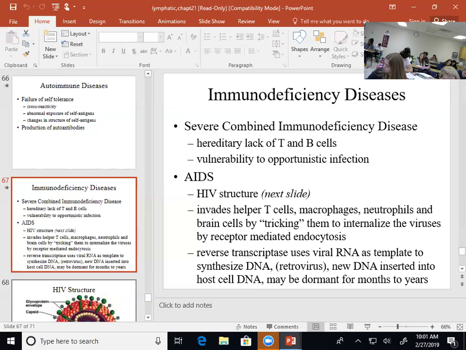So, this virus, does it care what color your skin is? Does it care how old you are? You can cross the placenta. You can be a fetus. Does it care what kind of sex you're having? No, it does not. It is a virus.